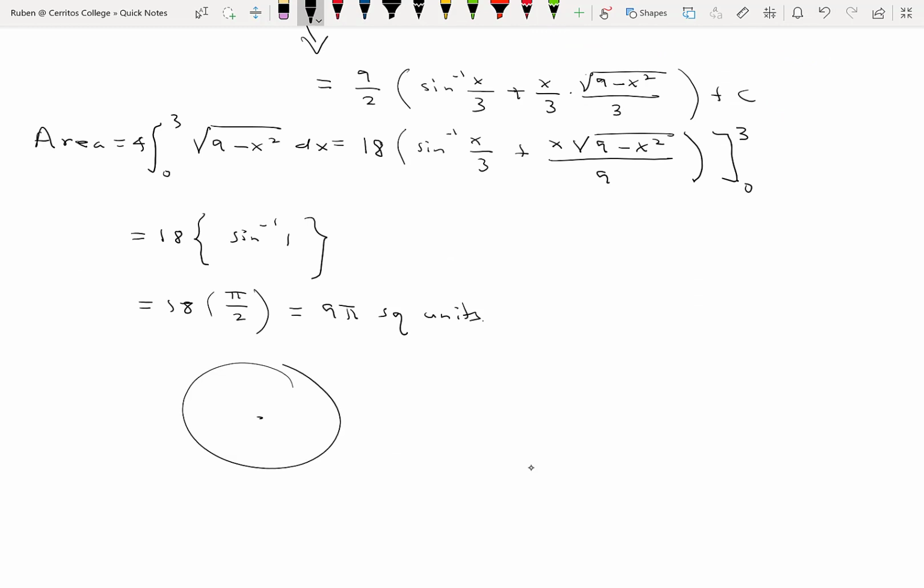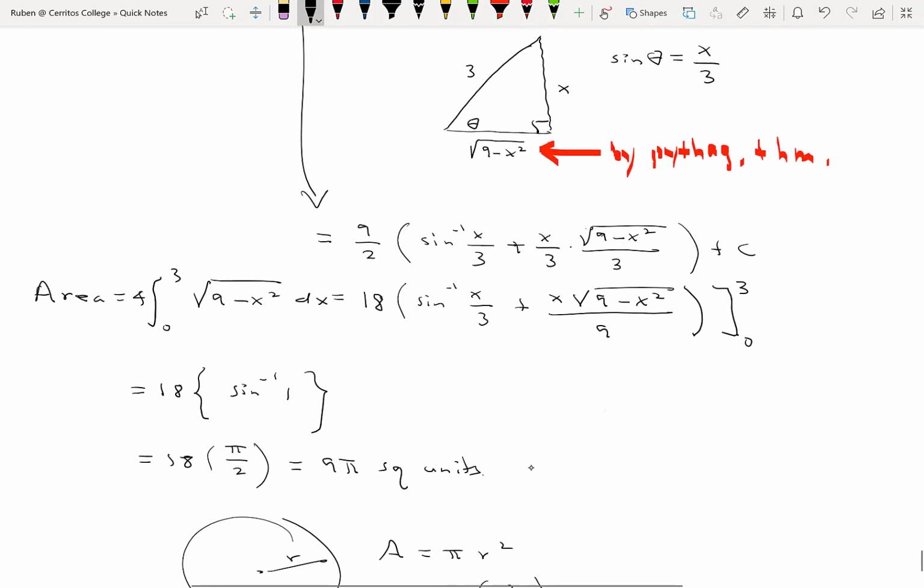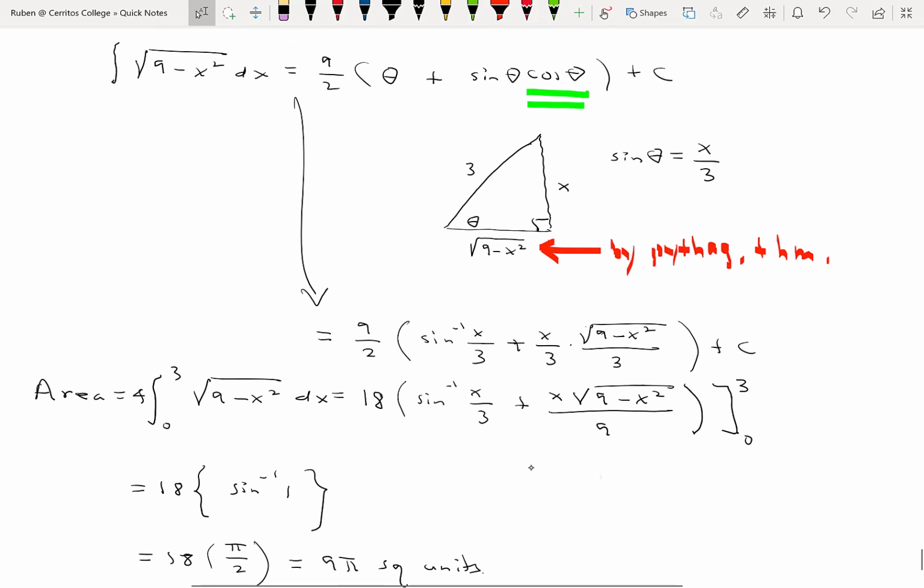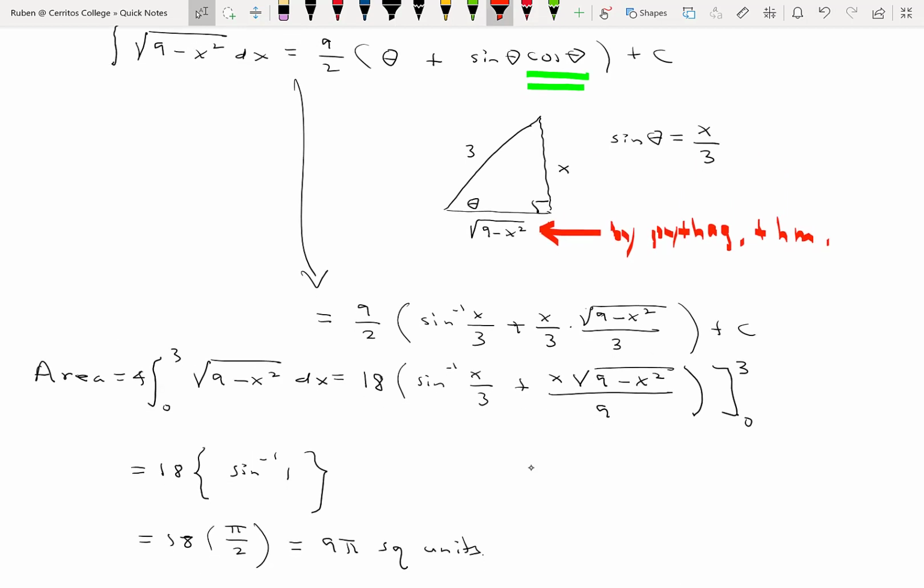What's the area of a circle? Area of a circle is pi r squared. What's the area of our circle? The radius is 3. Pi times 3 squared, 9 pi. Checks out nicely. Okay. Let's not get too lost in this geometry and area. The big problem was to find the antiderivative of the square root of 9 minus x squared.